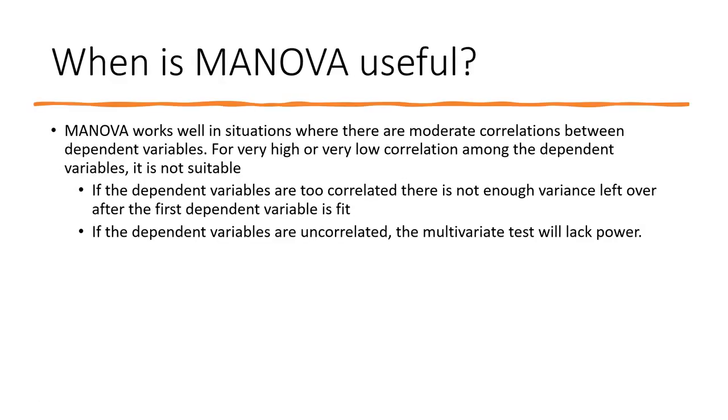So MANOVA works well in situations where there are moderate correlations between dependent variables. But if we have high or low correlations among our dependent variables, it's not really going to be a very good idea. So for example, if they're too correlated, we don't have enough variance left over after the first dependent variable is fit. And if the dependent variables are completely uncorrelated, we're going to lack power in our multivariate tests.